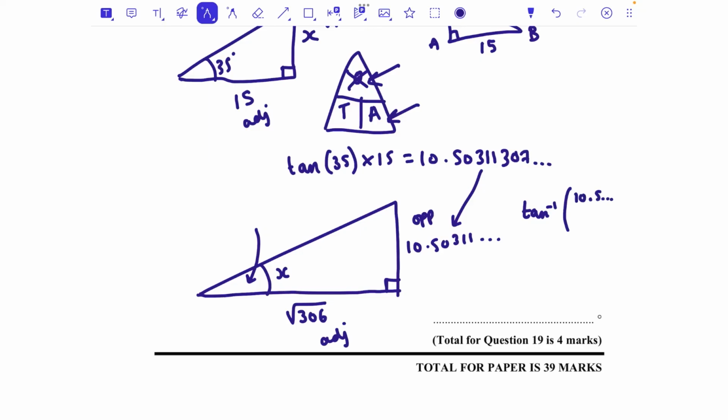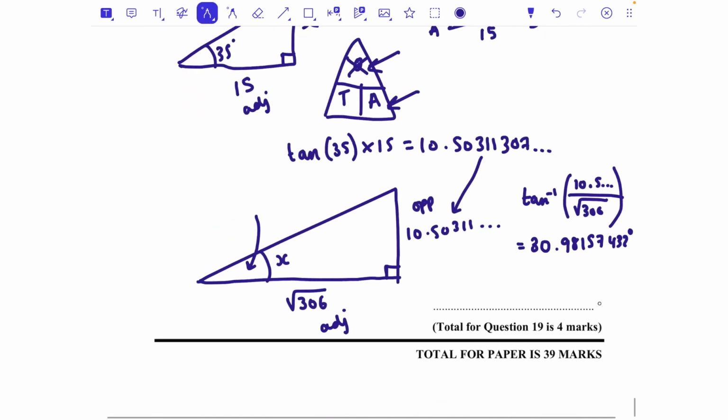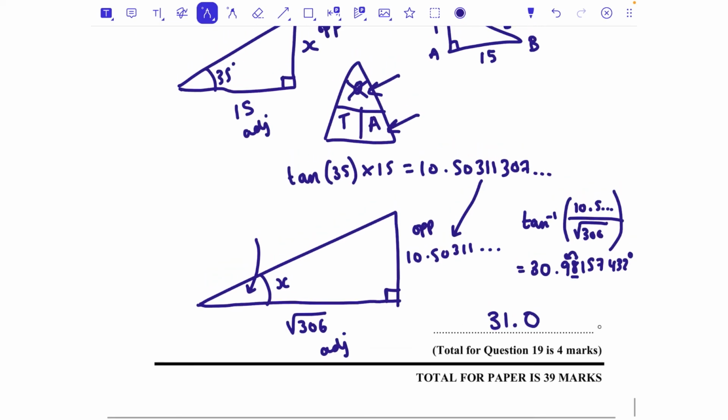So 10.5 and so on, but I'm just going to click the answer button in my calculator over root 306 like that. So shift tan gets you tan to the -1, then use your fraction button. I'm putting my answer at the top and I'm putting the square root of 306 at the bottom. So nothing's been rounded in what I'm typing in my calculator right now. I'm keeping everything super accurate, and that gets me 30.98157432 degrees. We've been asked to round it to one decimal place, so that would be 31.0, because the 8 would round up, the 9 becomes 10, so 0, carry the 1, 31.0 degrees for 4 marks.